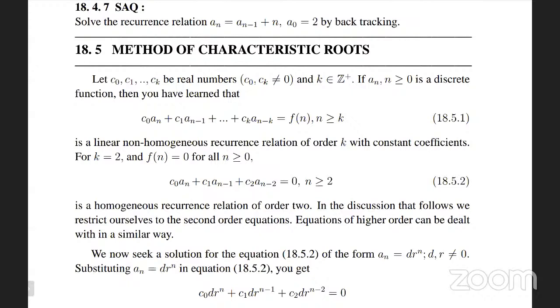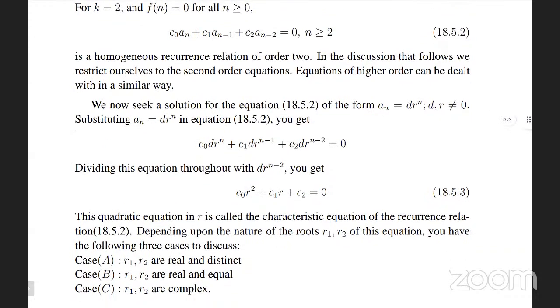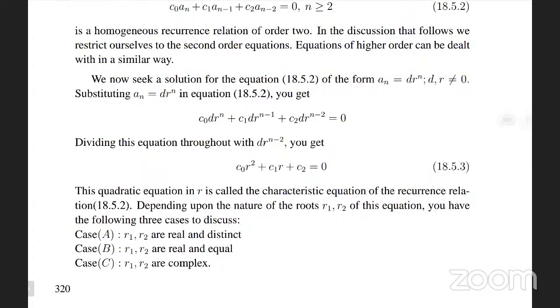First, you make the non-homogeneous relation homogeneous, taking f of n equal to 0. If we make it homogeneous and find the roots, then the solution is a n into r power n. In that equation we get c0 into r square plus c1 into r plus c2 equal to 0, same as the first procedure.